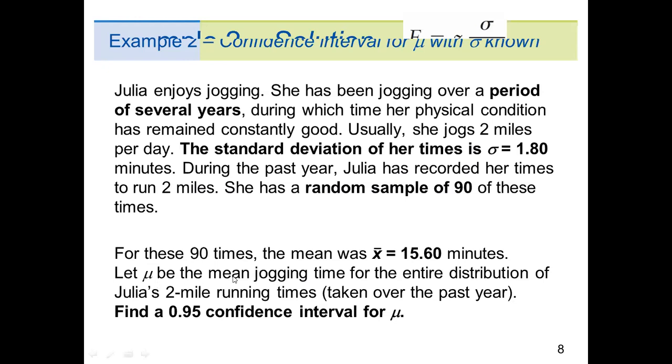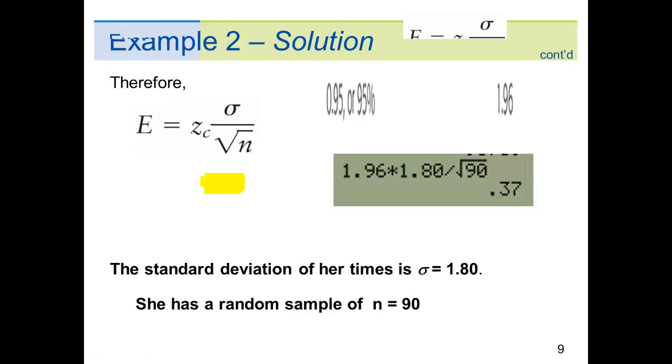Let mu be the mean time of all of the times that Julia has gone jogging. He says, come up with a 95% confidence interval. We want to be 95% confident that the interval we come up with does contain the true mean of all the times over these years that Julia's been jogging. That's the idea. So the first thing we want to do is calculate the error. Here's the formula for error. It's a Z-score times sigma divided by the square root of n. I went to my chart in the previous slide, and for a 95% confidence level, the Z-score was 1.96. I'll show it to you again.